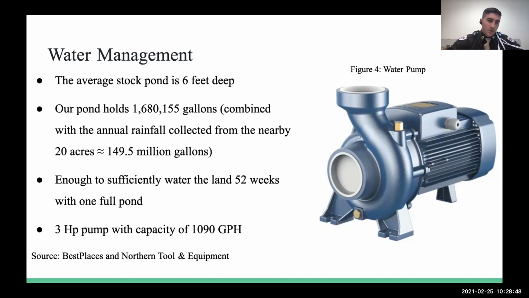So the pump that we went with was a 3 horsepower pump with a capacity of 1,090 gallons, which means every week this pump would be running about 35 hours. We checked its reviews, and it's a centrifugal pump that was already being used to drain ponds or to get water to ponds. So we thought it was a really good option. It had really good ratings. This was from Northern Tool and Equipment.